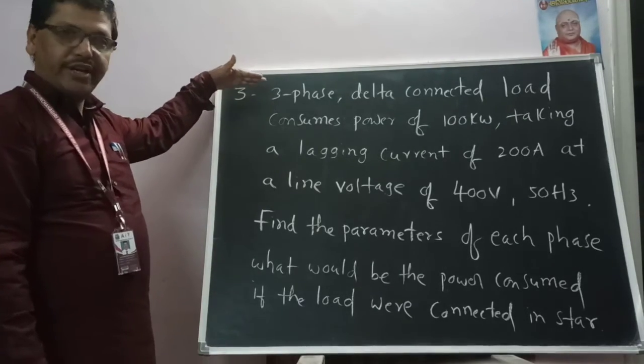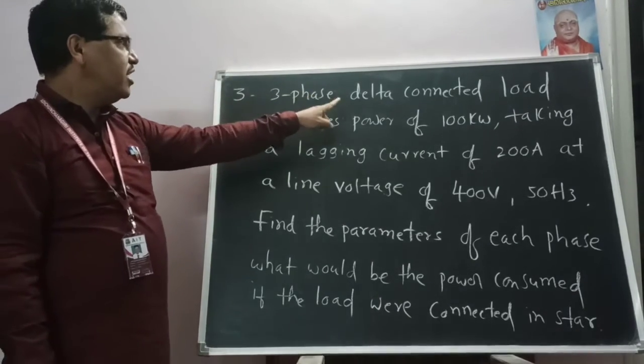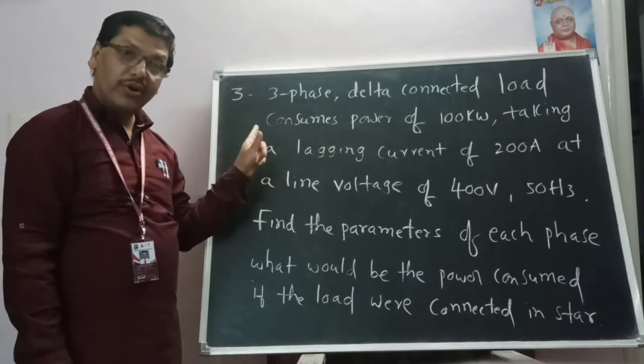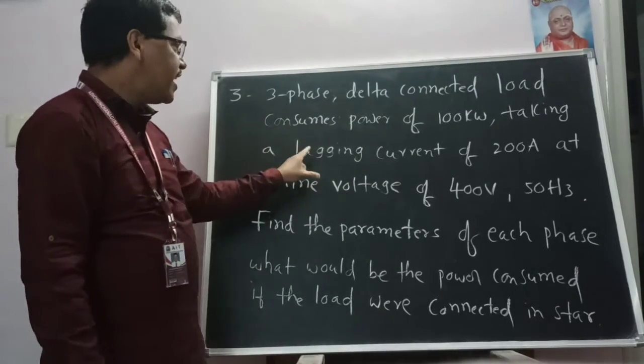Now the third problem, connected in delta. A 3-phase delta connected load consumes a power of 100 kilowatts. Here power is given, taking a lagging current.